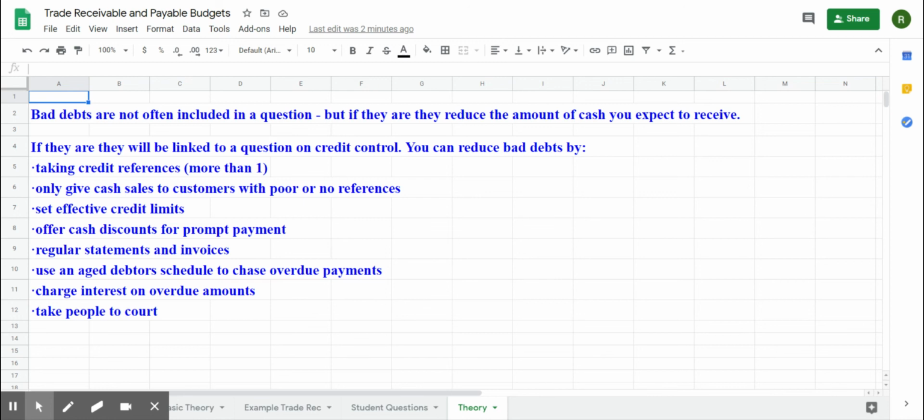And ultimately, if you take people to court, you get a reputation for chasing, and therefore people are more likely to pay you.